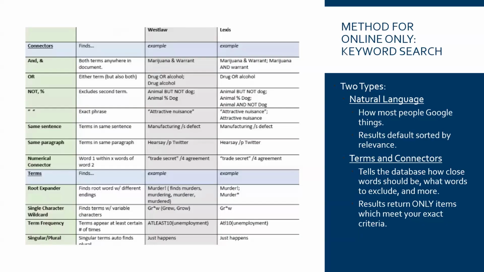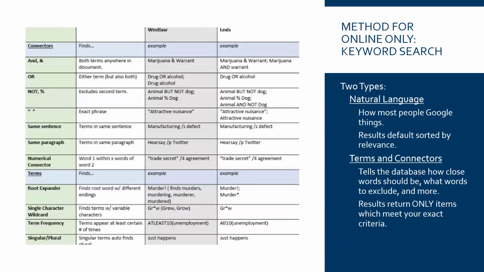This is a method that is only available online. It is keyword searching. So there are two types of keyword search, a natural language search and a terms and connectors search. Natural language is how most people Google things. Results are default sorted by relevance.